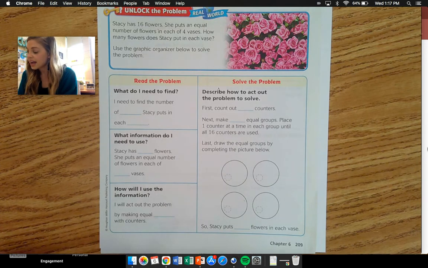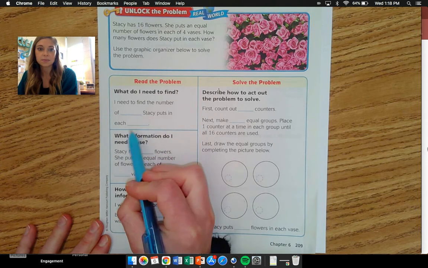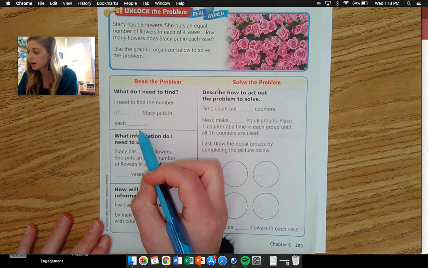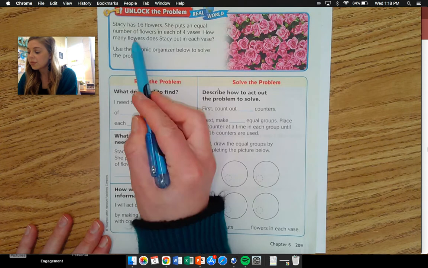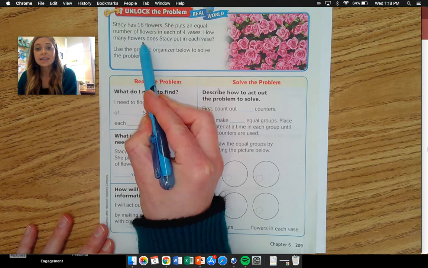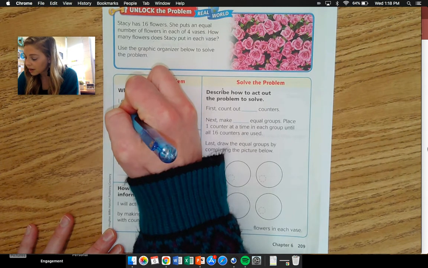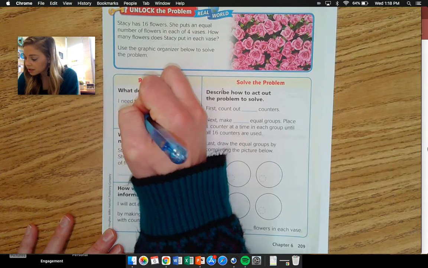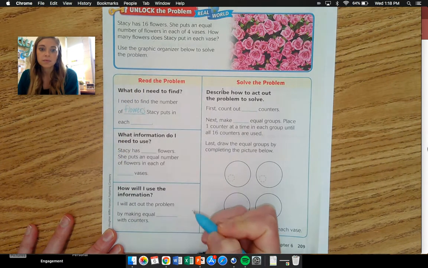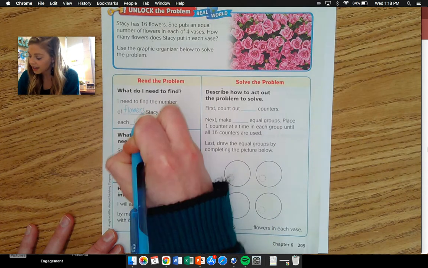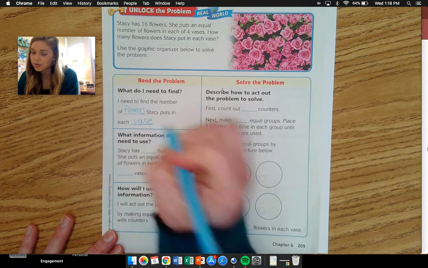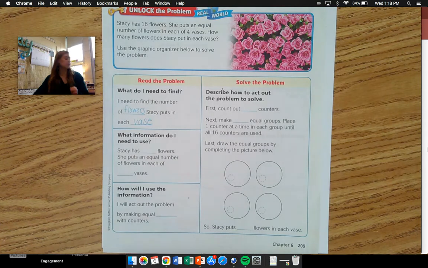So it says, I need to find the number of blank Stacy puts in each blank. So we need to find the number of flowers that Stacy puts in each vase. So we are going to write flowers and vase. So I would like for you to make sure that you're doing that. Make sure you are following along.